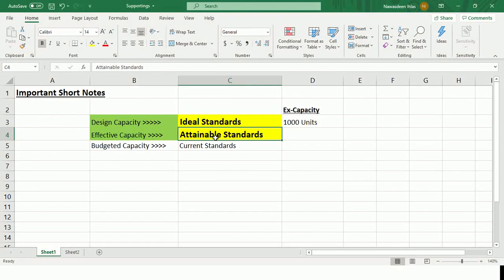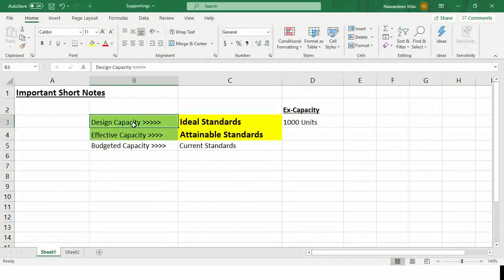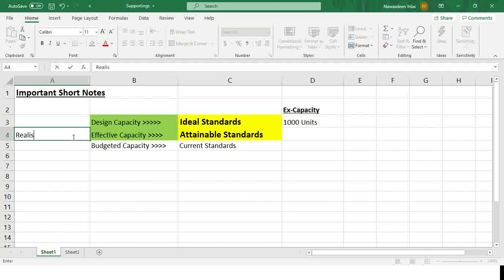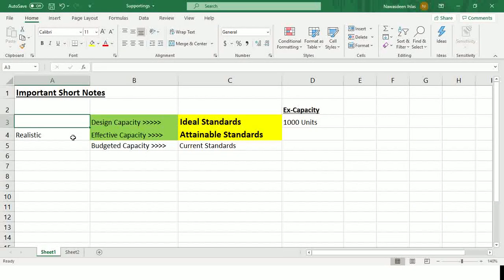So we are using here attainable standards, which means this effective capacity is more realistic. In practical world, we can see effective capacity. This is more realistic. The effective capacity is realistic. But this design capacity, it is highly theoretical. Effective capacity is realistic.